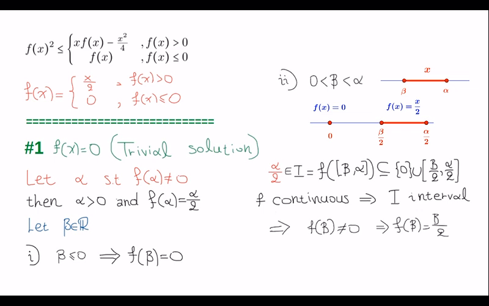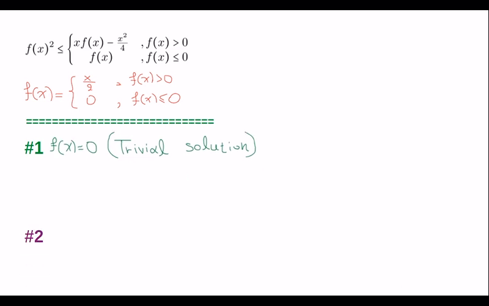The third case remains, when beta is greater than alpha. Working in the same way as in the previous case, we find that f(beta) equals beta over 2. Thus, we conclude that the non-trivial solution of the given inequality is f(x) equals x over 2 when x is positive, and f(x) equals 0 when x is a non-positive number.